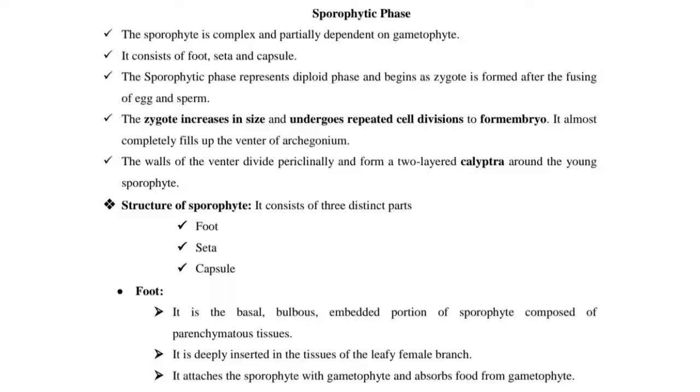Foot. It is the basal, bulbous, embedded portion of the sporophyte composed of parenchymatous tissues. It is deeply inserted in the tissues of the leafy female branch. It attaches the sporophyte with the gametophyte and absorbs food from the gametophyte.